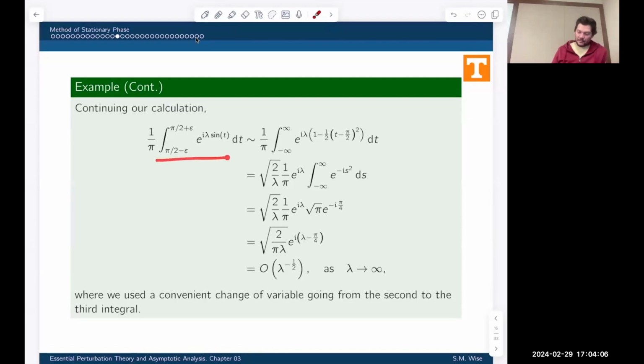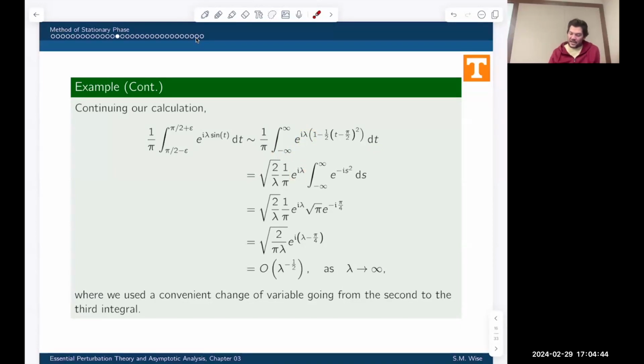So let's continue in our calculation. We have this integral. This is the integral of interest minus the tails, which we argued were big O of 1 over lambda. And I did this approximation, which we said we were going to do. But now we can integrate this exactly. We can do a change of variables on this. There's one part of this integral which is a constant: i lambda times 1, that's just e to the i lambda. So that part can be brought out of the integration because it has no dependence on t. So that's where that comes from.